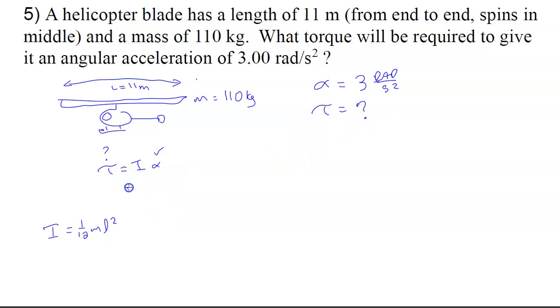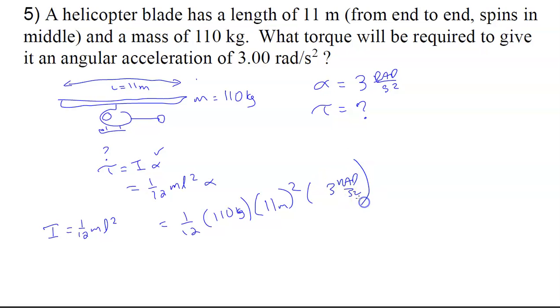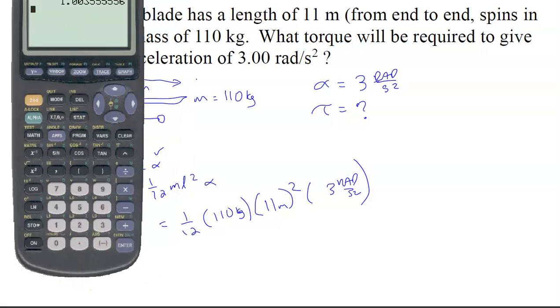Here's 1/12 ml squared times alpha, 1/12 of the mass, 110 kilograms. The length is 11 meters. That has to be squared. Need to multiply by alpha, which was 3 radians per second squared. And that's the torque of that engine.